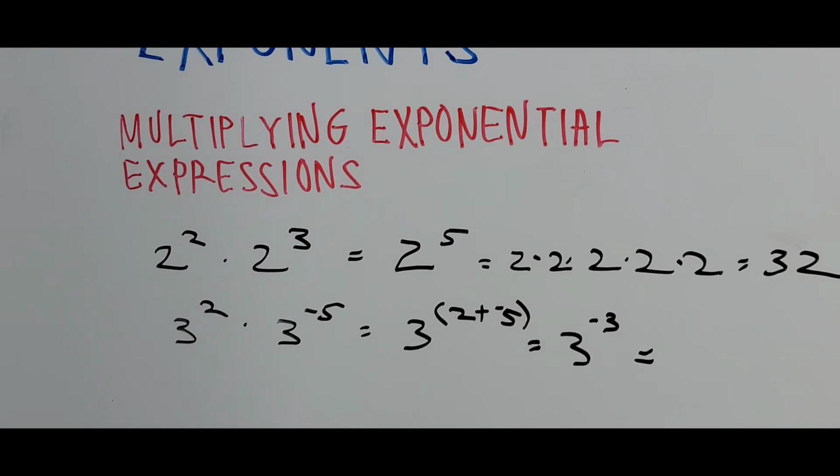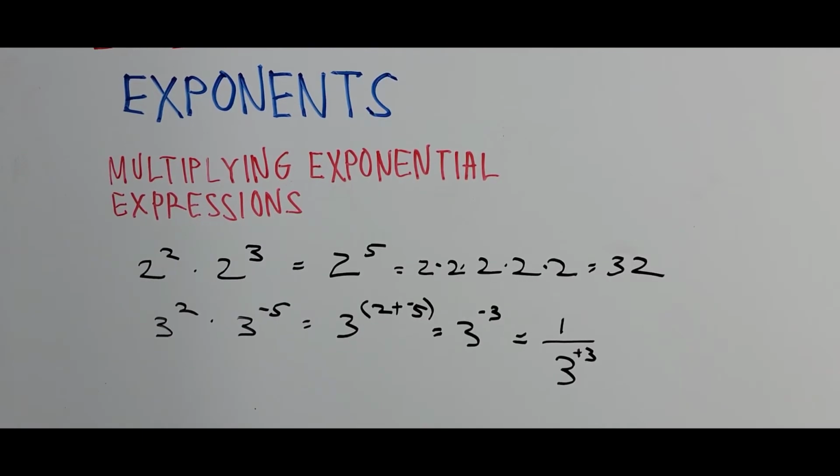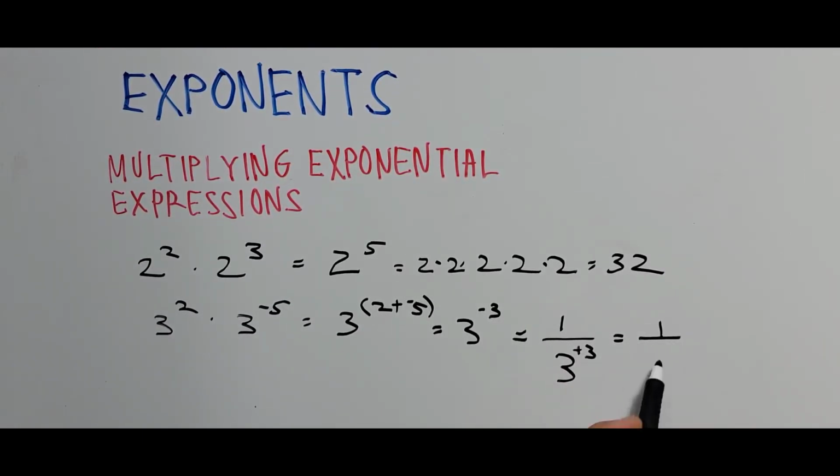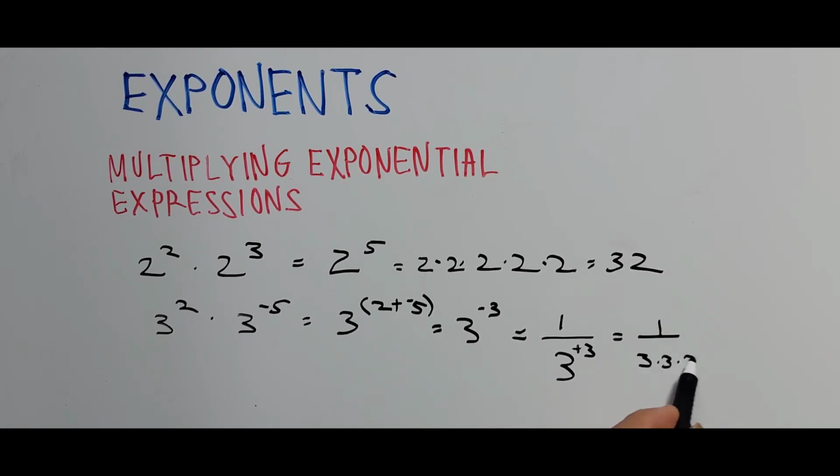Whenever we have a negative exponent, what does it mean? Whenever you encounter a negative exponent, it is expressed as the inverse of the base. The inverse, or reciprocal, of 3 is 1/3. You get the reciprocal and then copy the exponent, but the negative 3 now becomes positive 3. Simplifying further, that is 1 over 3 times 3 times 3, which is 1 over 27. So that's the answer for that.